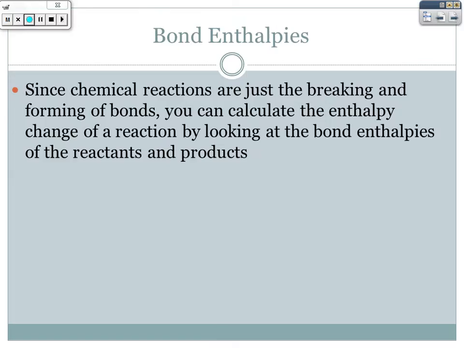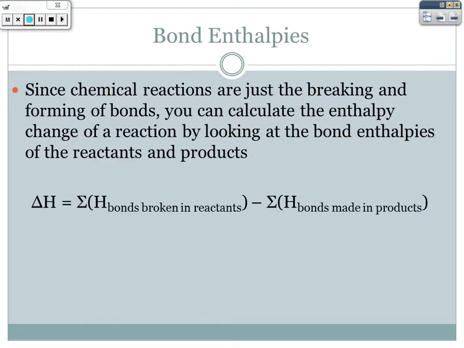Since chemical reactions are just the breaking and forming of bonds, you can calculate the enthalpy change of a reaction by looking at the bond enthalpies of the reactants and the products. And here, the enthalpy change of a reaction is equal to the sum of the enthalpies of the bonds broken in the reactants minus the sum of the enthalpies of the bonds formed in the products. And so this is the first time where it's actually reactants minus products instead of products minus reactants. And it's because it takes energy to break the bonds.